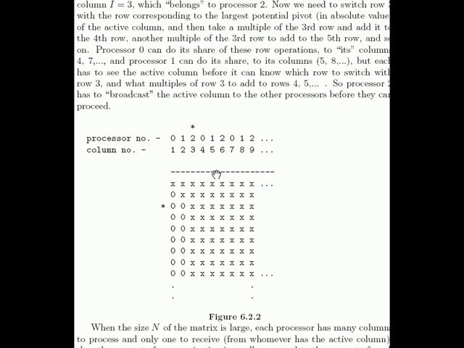So that's why you distribute them cyclically, because you want all the processors to do about the same amount of work. If you've got a fixed amount of work to do, then the more evenly you distribute, the sooner you'll be finished.